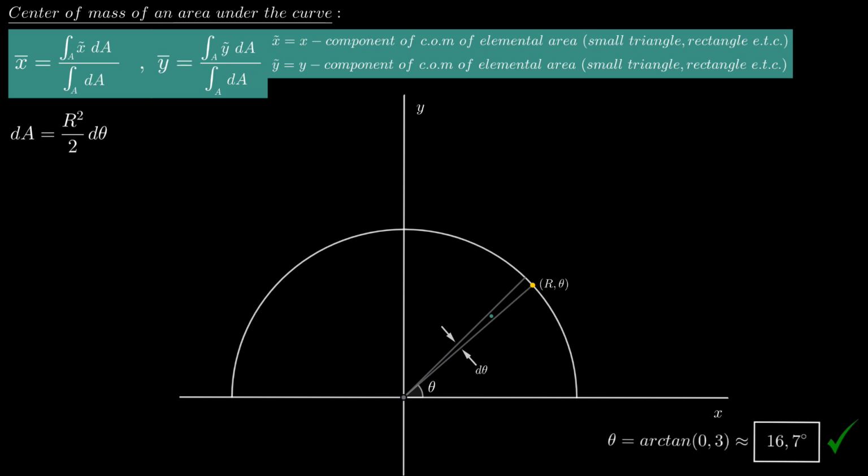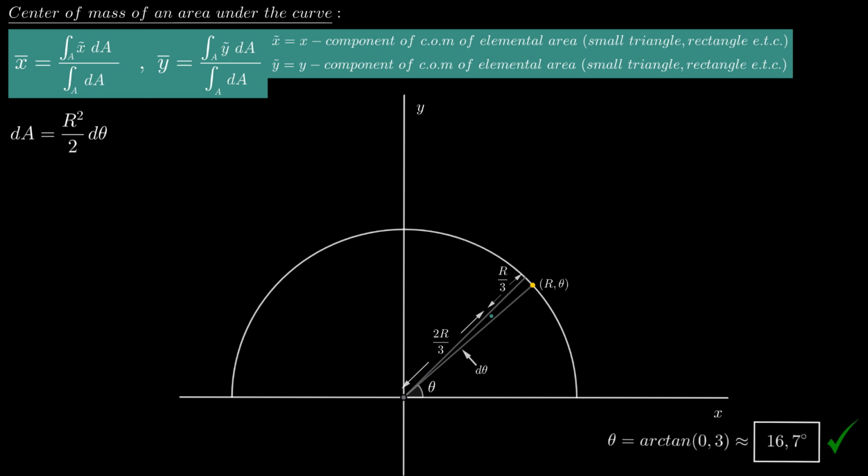And the center of mass for a triangle is known. It's located at 1/3 of its height. So since the height of this triangle is r, and the center of mass is located r over 3 distance from its base, this small side is its base, then the center of mass is located 2 times r over 3 distance from the point of origin.